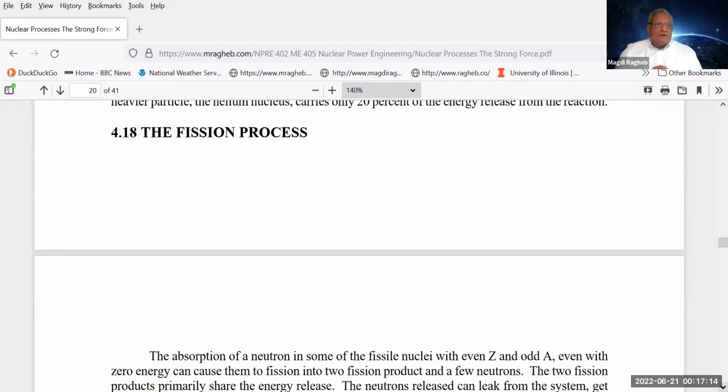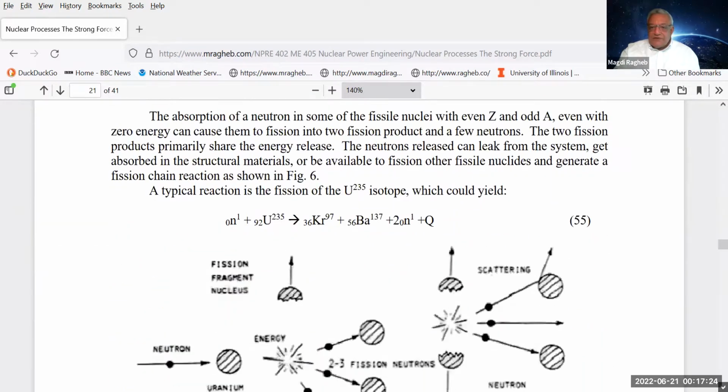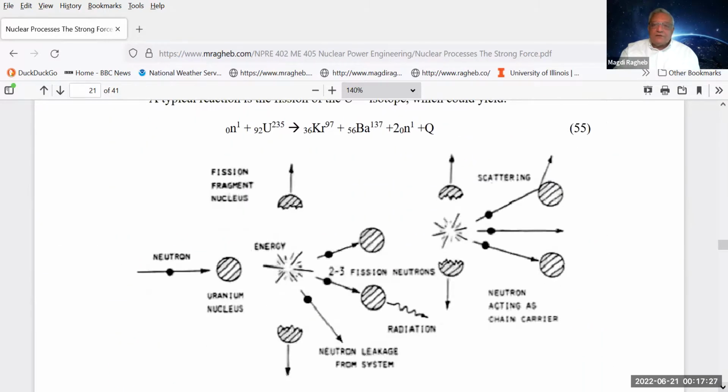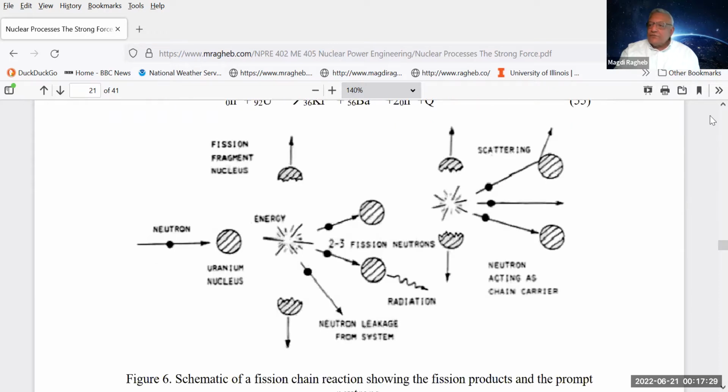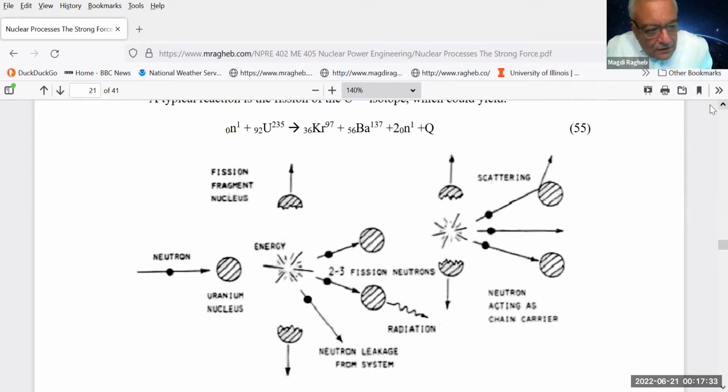And nuclear reactions are also exhibited in the fission process. In the fission process, we have a conservation of mass and energy, but the conservation of momentum doesn't work for us. So we just base our information on empirical observations.